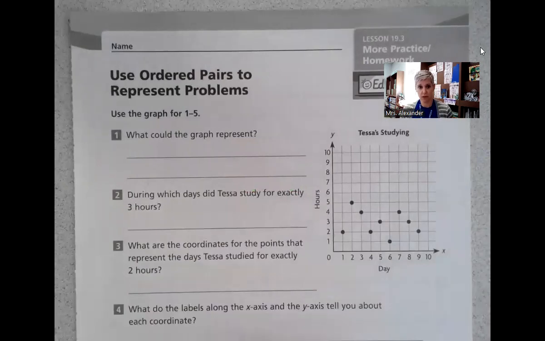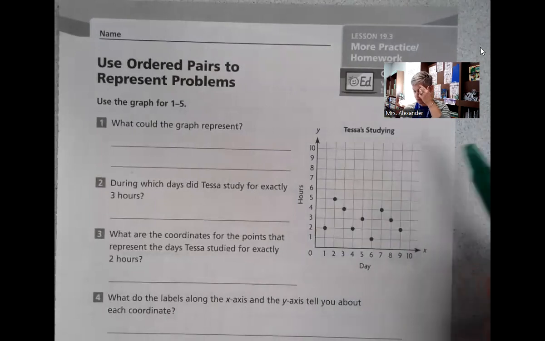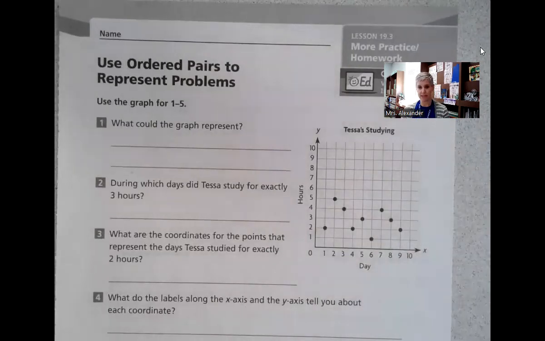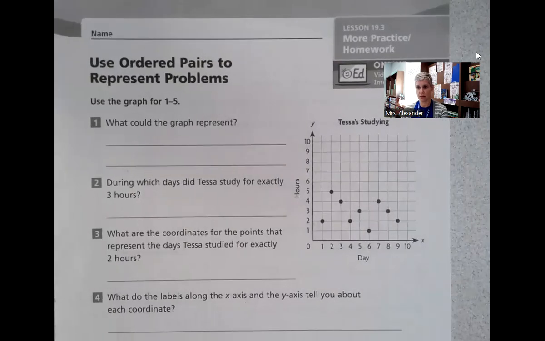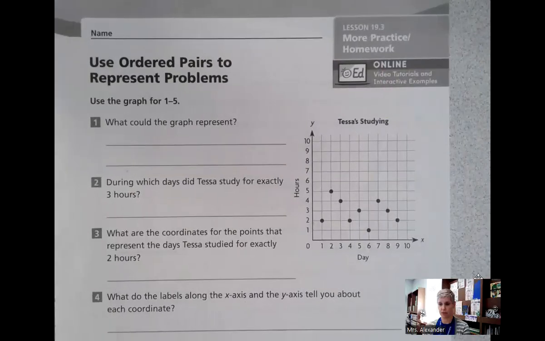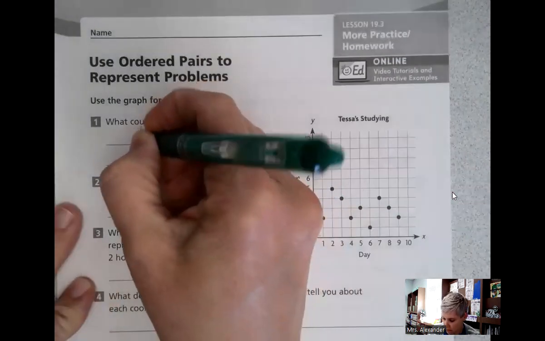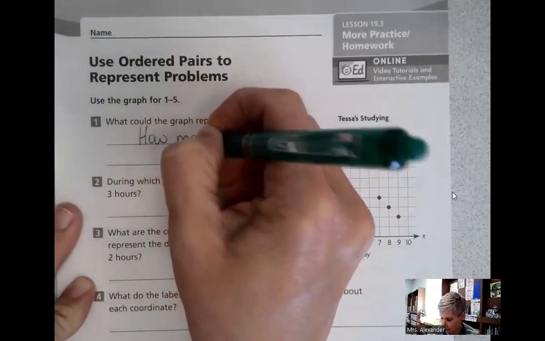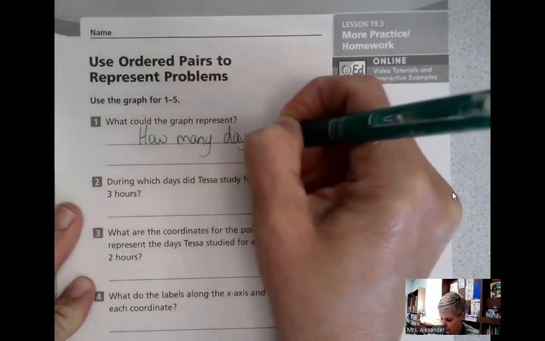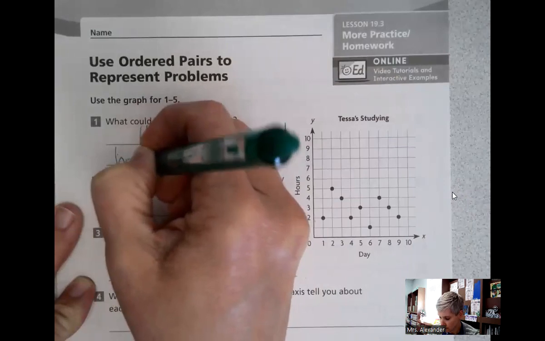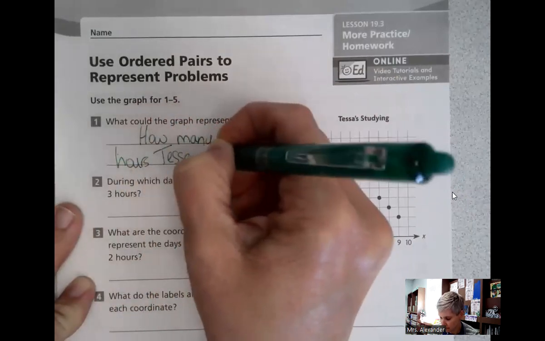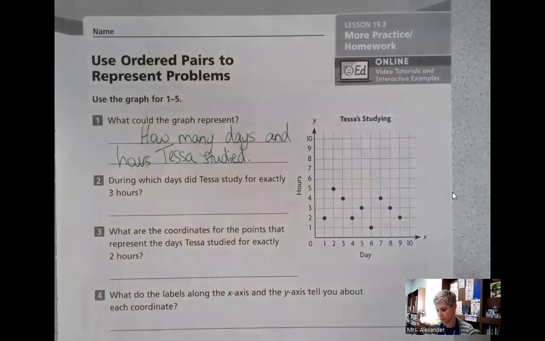We have a graph. What could this graph represent? Take a look at that title and how the axes are labeled. So this graph could represent how many days and how many hours Tessa studied. Let's see how that goes.